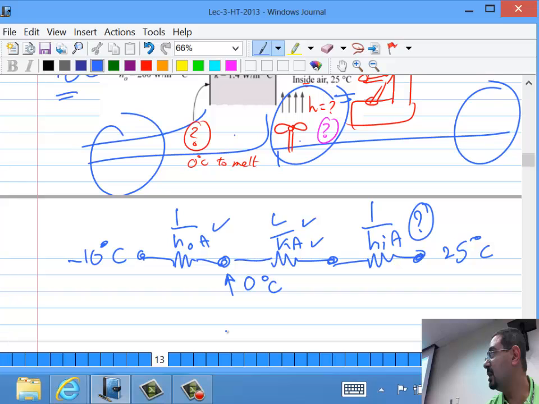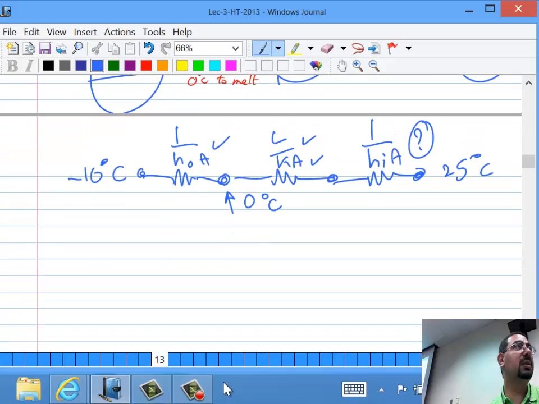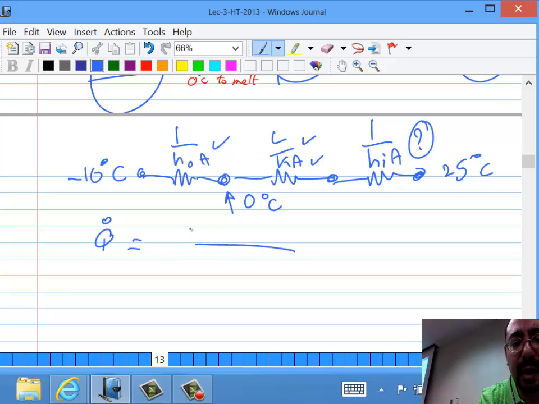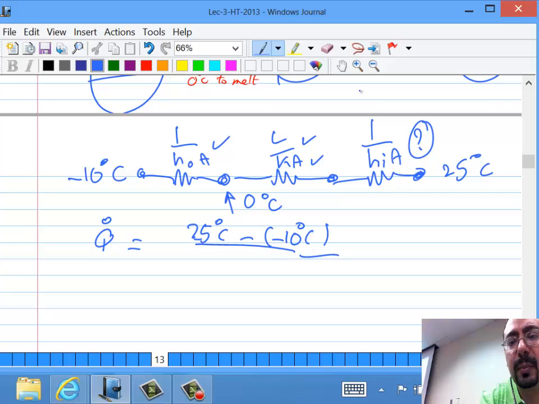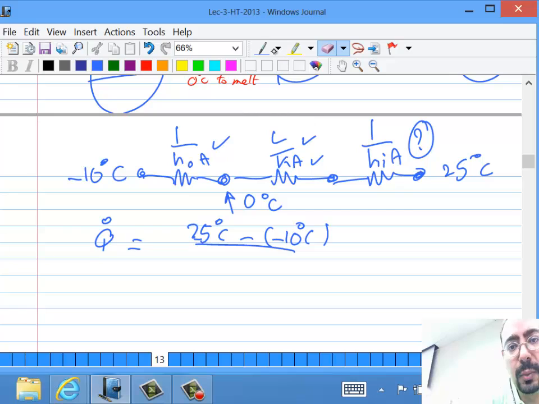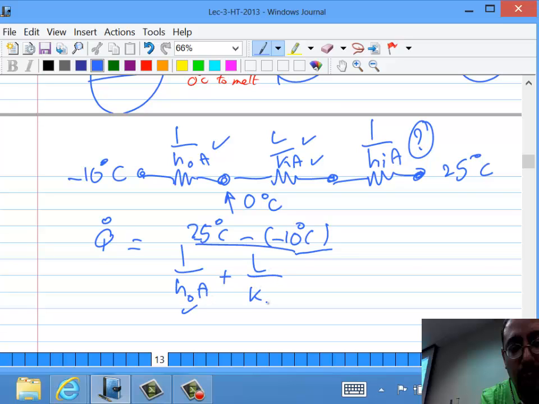So here is my Q. So I'm going to make it per unit area, I guess. Doesn't really matter, but well, let's make the whole thing. So Q dot is the 25 minus minus 10, ouch, my line, over 1 over H_out area plus L over K area plus 1 over H_i area. And this guy I don't really know, but I don't even know the Q.